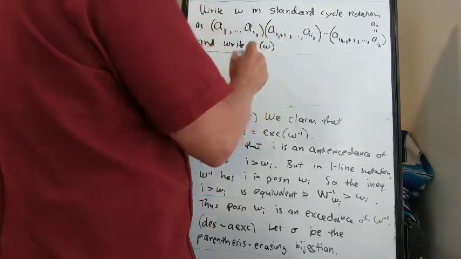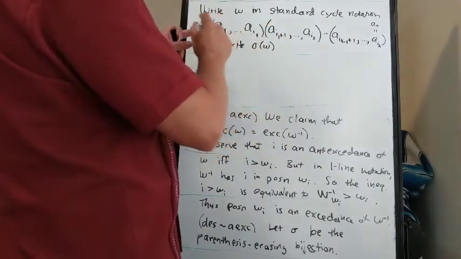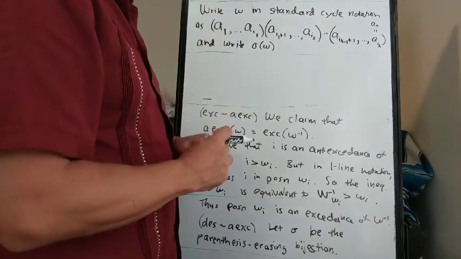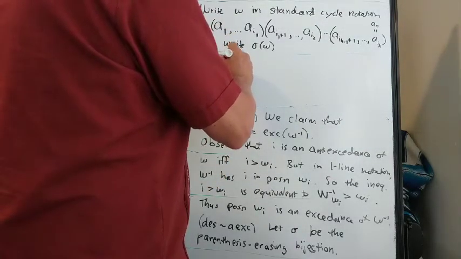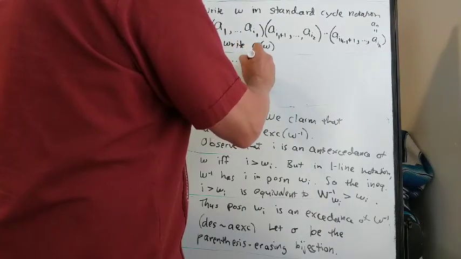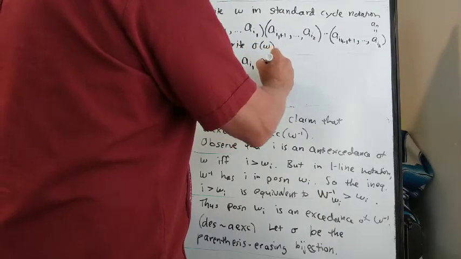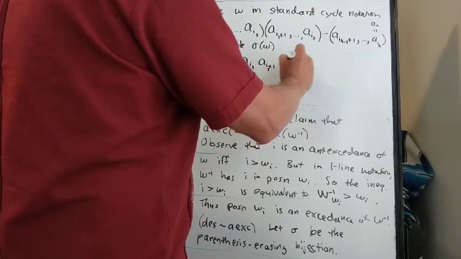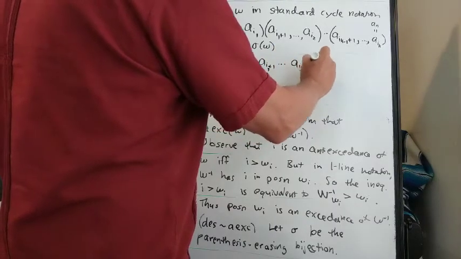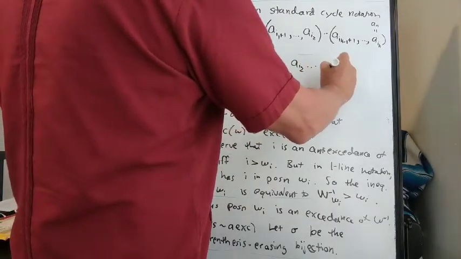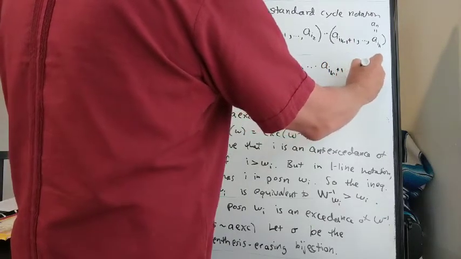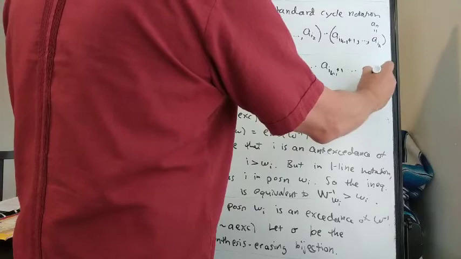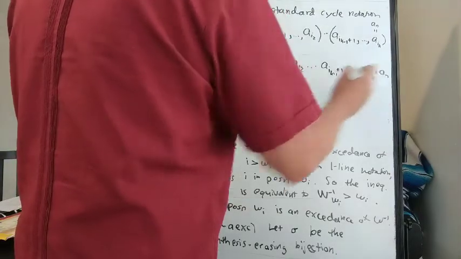And then that forces us to write sigma of W as exactly this sequence of letters, but with no parentheses. A1 through AI1, AI1 plus 1 through AI2, etc., up to AIK minus 1 plus 1 through AIK, which is AN.